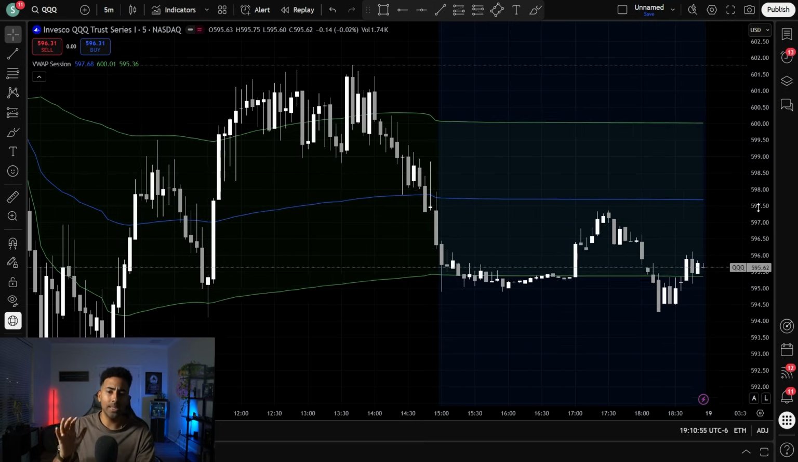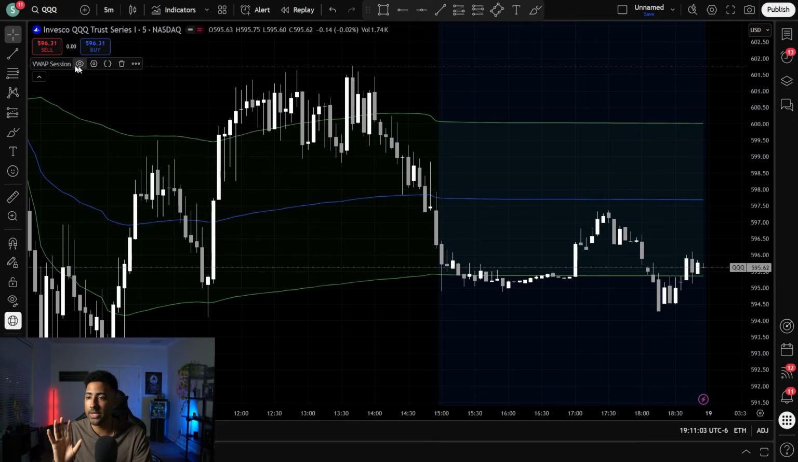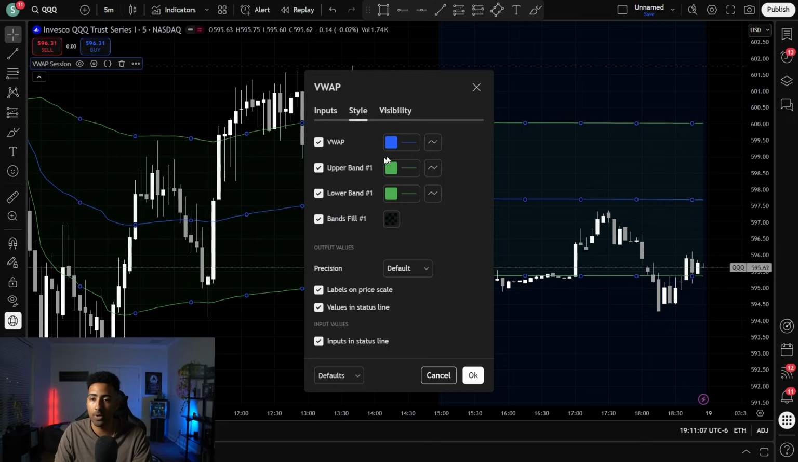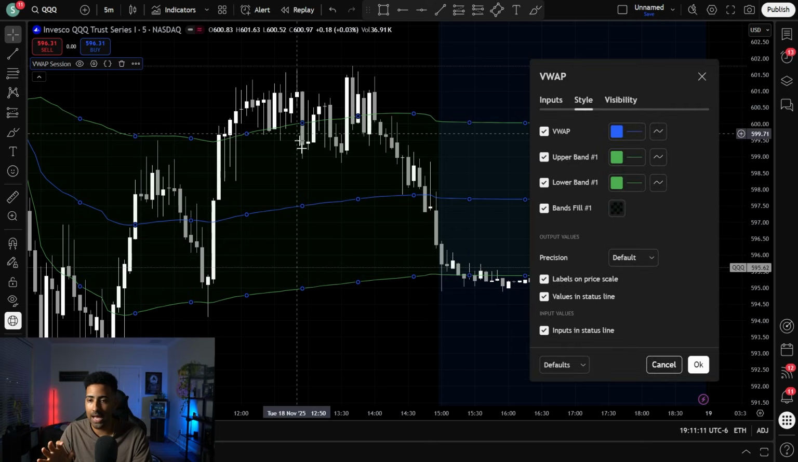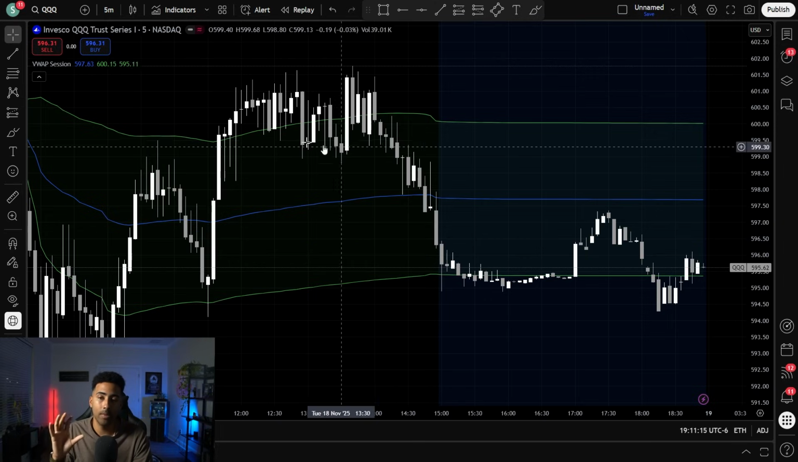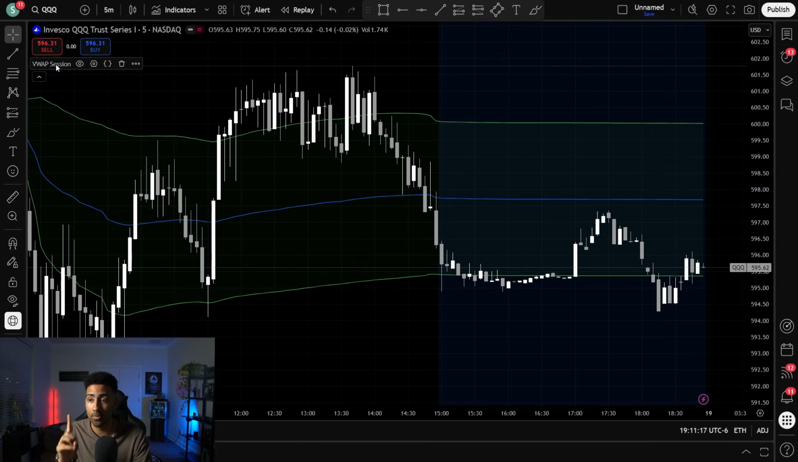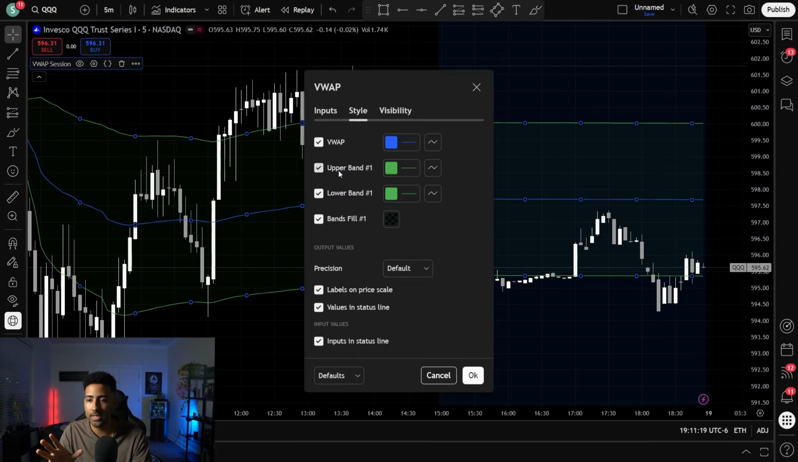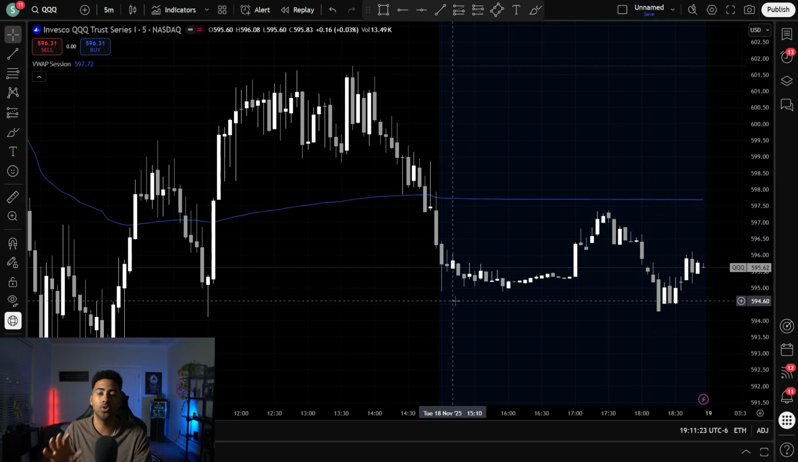Now, this is going to be a custom indicator. So it's not going to be exactly what it looks like here, which is what it looks like by default. So what we need to do is go over to the settings of this indicator, which is this settings button right here. We're going to make this a lot more simple because I don't like to have all of these lines and all of these clouds in the middle. I want to make sure that it's just one simple line. So we're going to disable upper band 1, lower band 1, and bands fill 1. This will leave you with just a blue line.